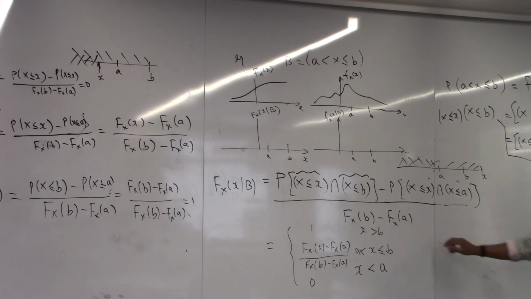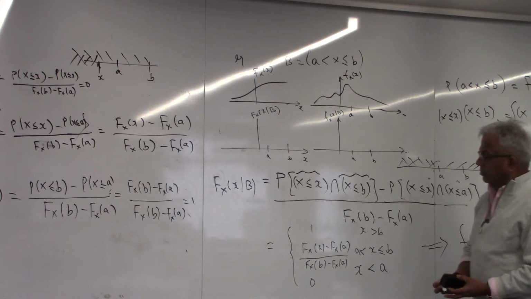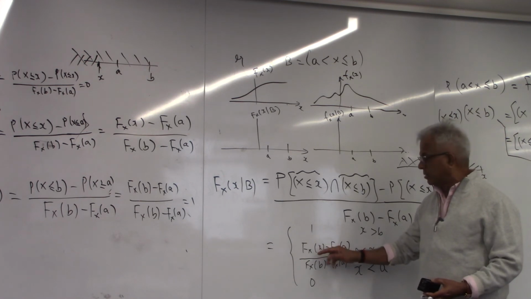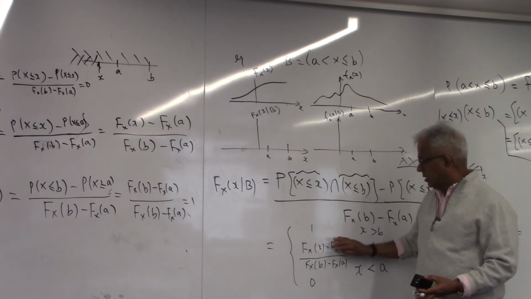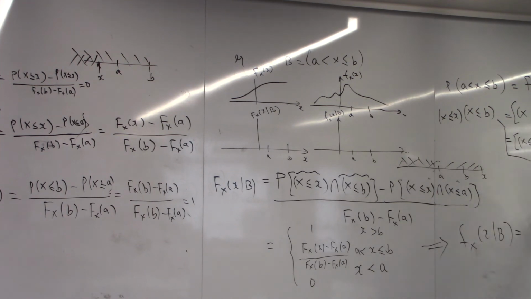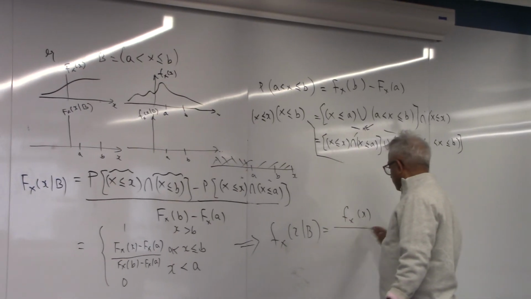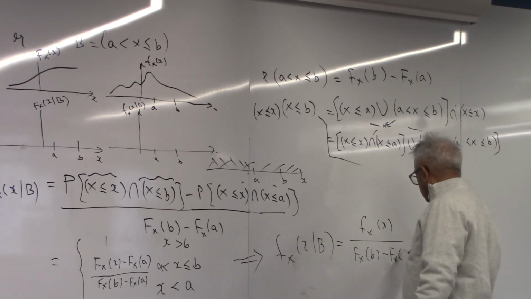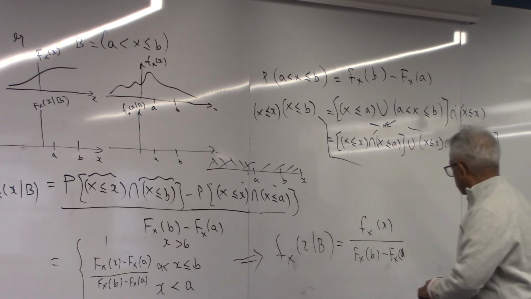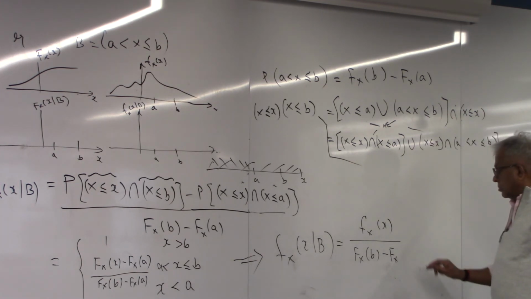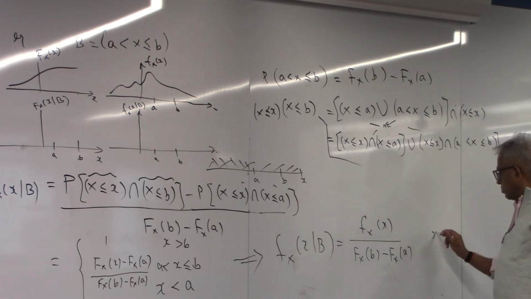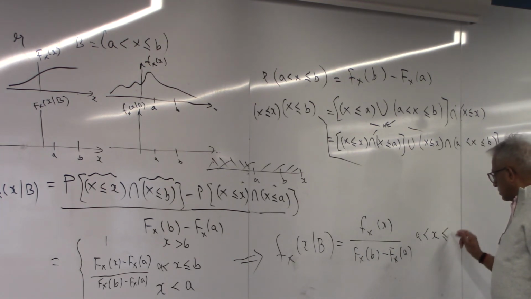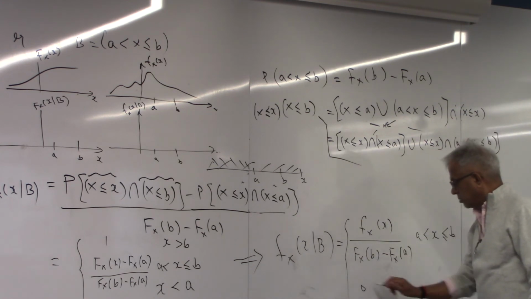So of course, if you take the derivative of this, you get the density function. If you take the derivative with respect to x, there is only one term here. The derivative of this is small f(x). The derivative of this is constant. So this is going to be simple. And the denominator is a constant, so that stays as it is. This is for x greater than a and less than or equal to b, and 0 otherwise.